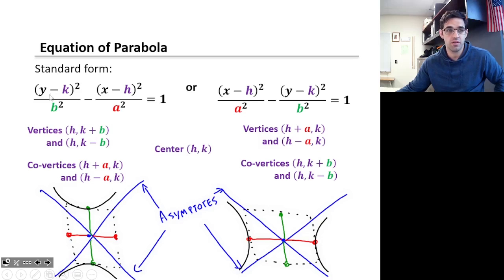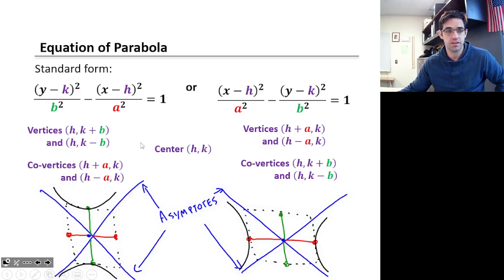If it opens up and down, it'd be a y squared minus x squared. If it opens left and right, it's going to be an x squared minus y squared. The key features we need to focus on to graph a hyperbola start with the center. Center is always at (h, k). We need to find the vertices and covertices.